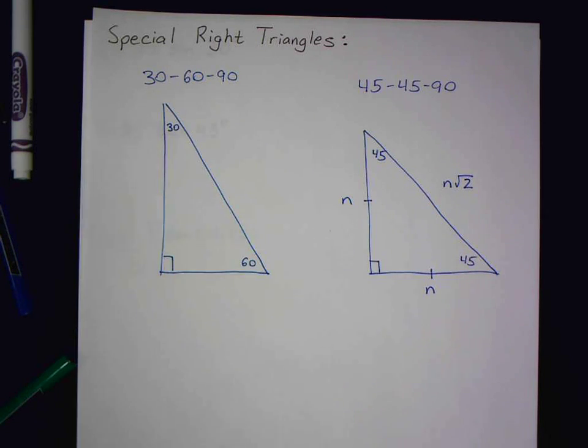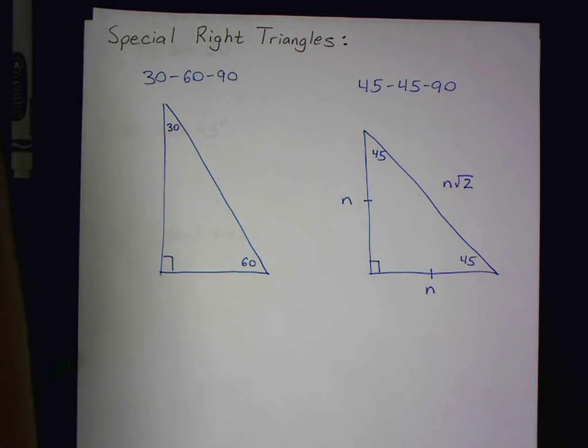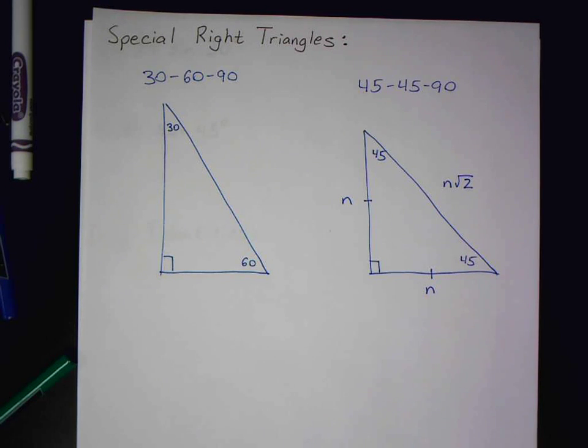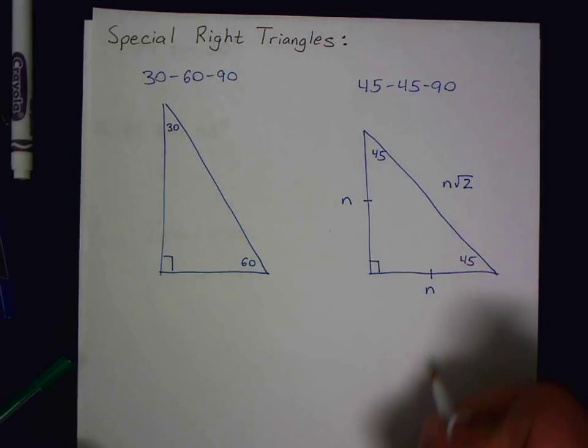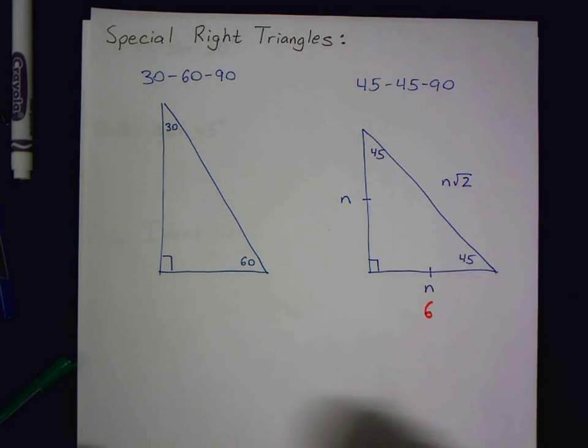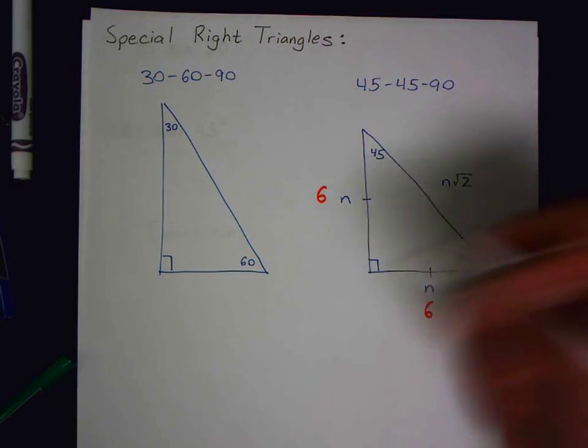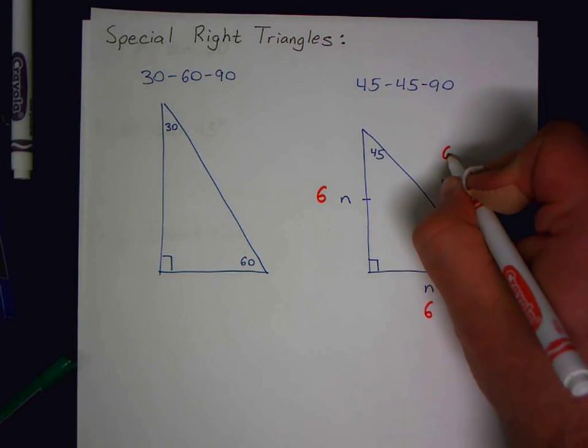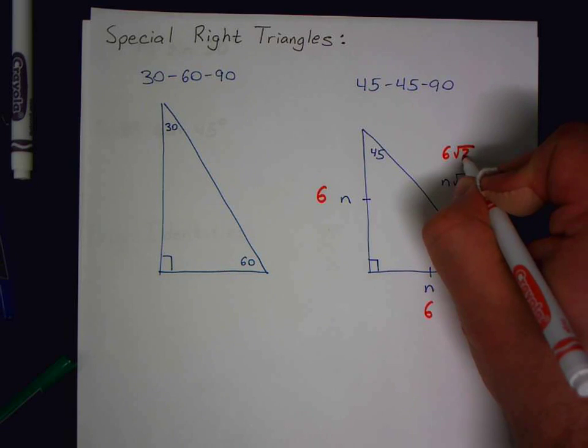So the whole point of this is it doesn't matter what size the triangle is, that relationship always holds true. So if this side here was 6, then this side also has to be 6. And this side, if you use Pythagorean theorem, this side would end up, whenever you reduced it, being 6 radical 2.